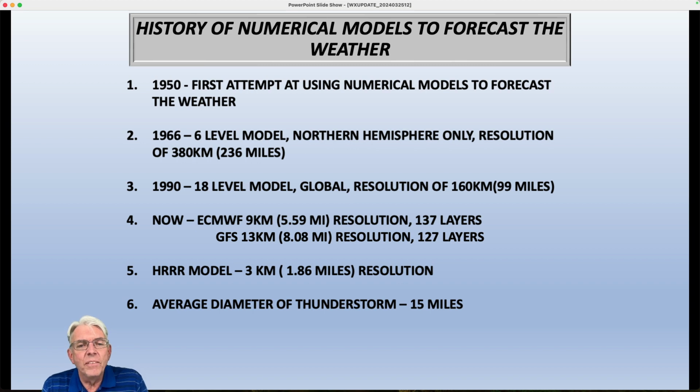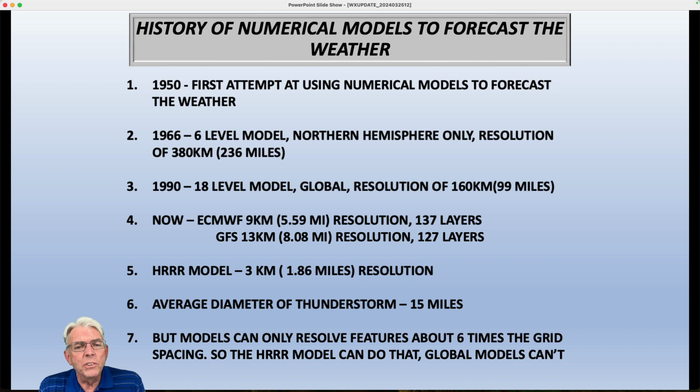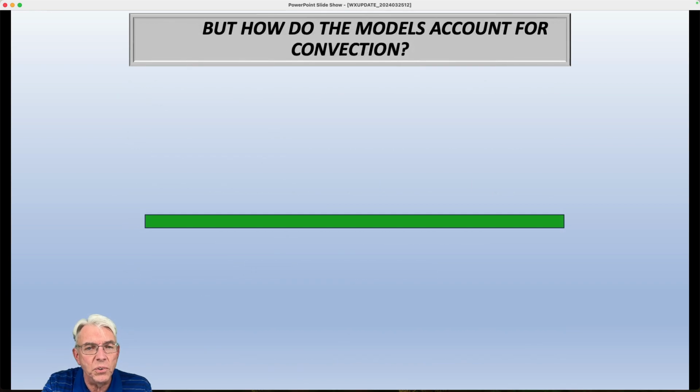Now, the average diameter of a thunderstorm is about 15 miles, okay? But models can only resolve features that are about 6 times the grid spacing. So if you take 6 times 1.86, you're less than 12. And so the 3-kilometer resolution model can resolve individual thunderstorms, but the global models, if you take, like, the 5.59 rounded up to 6 times 6 is 36, that's way bigger than the average size of a thunderstorm. So the global models cannot handle individual thunderstorms.